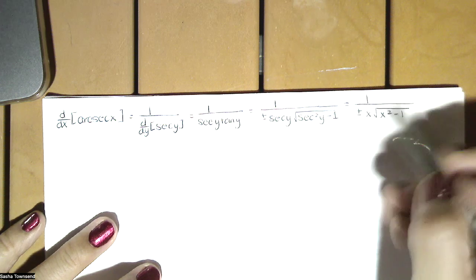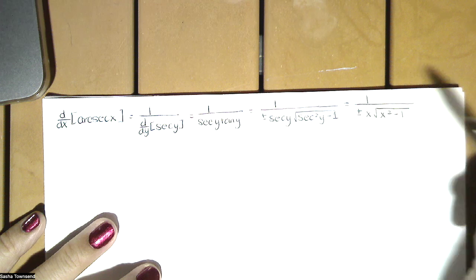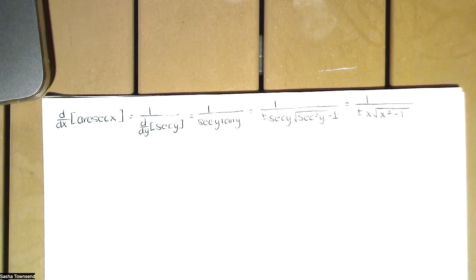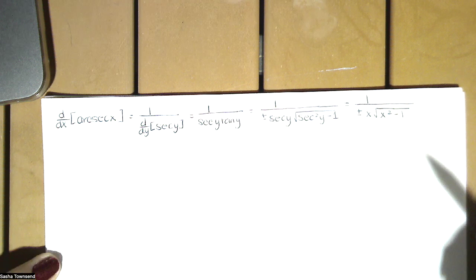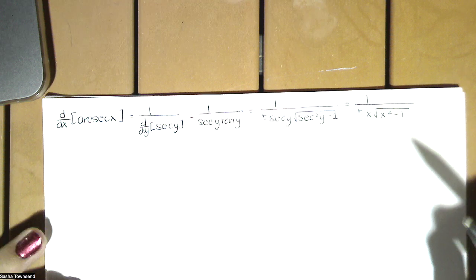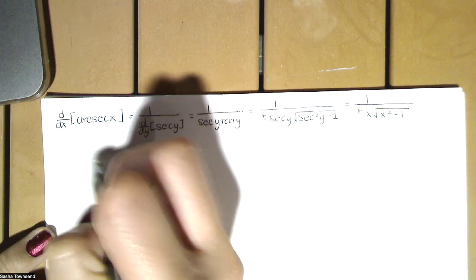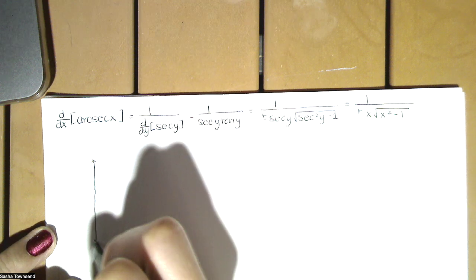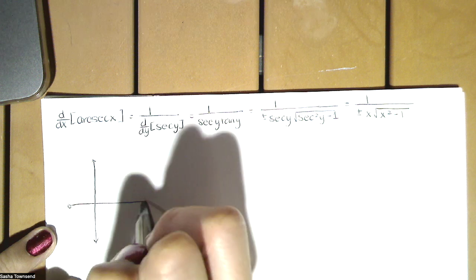Now, x squared minus 1 is always positive, and this plus or minus x, you might wonder, which one is it? Is it positive x or negative x? Is it the absolute value of x? What is it? It turns out to be the absolute value of x. But we can see that it's the absolute value if we look at the arcsecant graph, and we just looked at that in the last video.